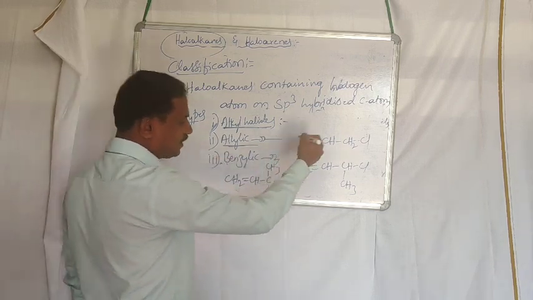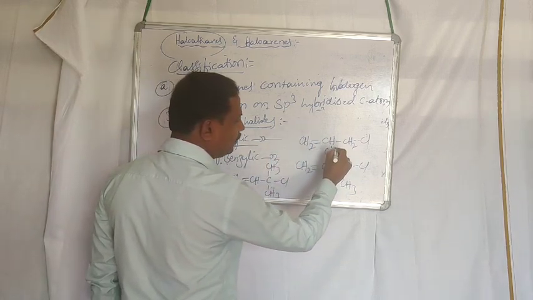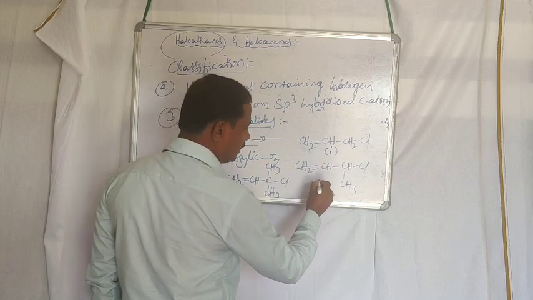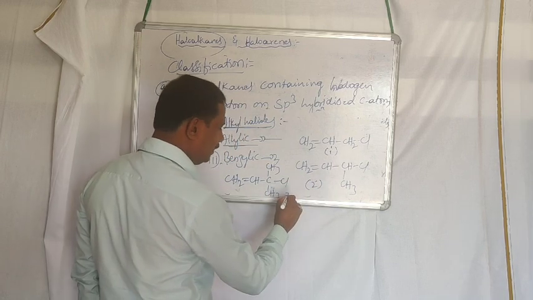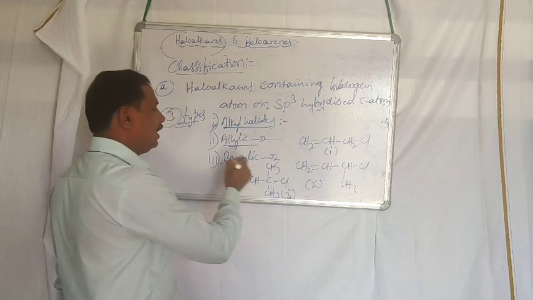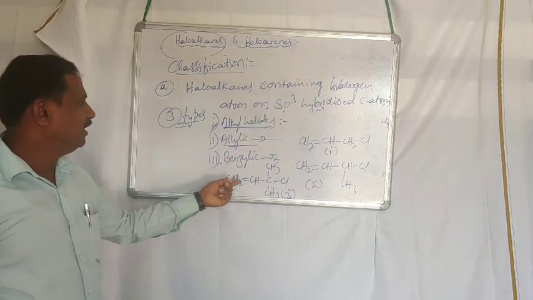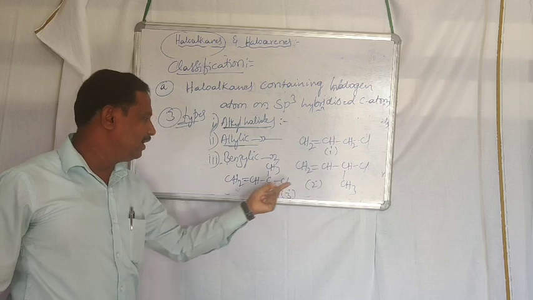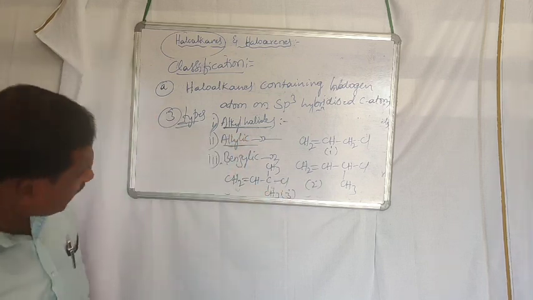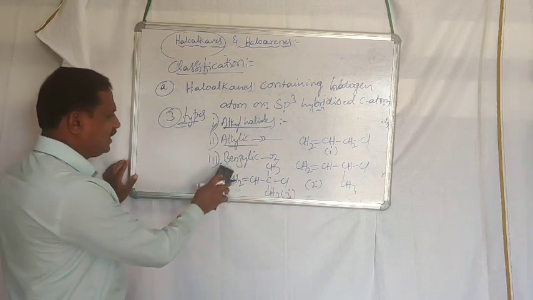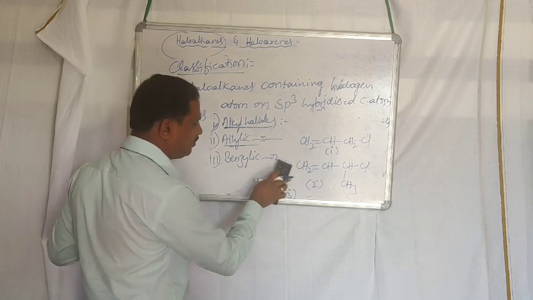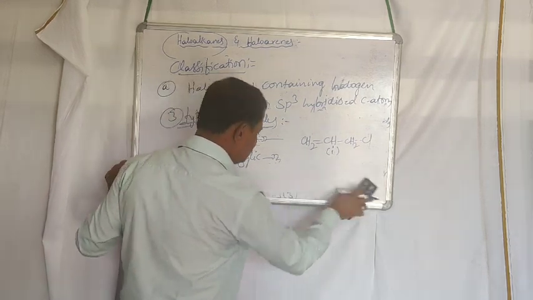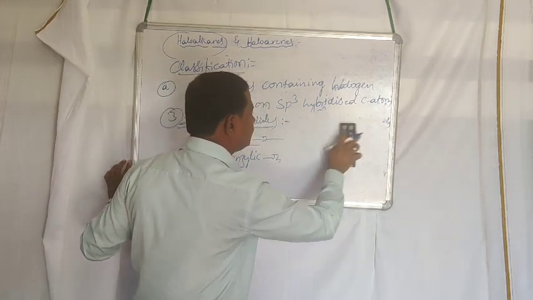These allylic halides are further classified into 1 degree, that is primary, 2 degree, that is secondary, and 3 degree, that is tertiary allylic halides. These are the examples of primary, secondary, tertiary allylic halides. Next, we will discuss another one, benzylic halides. It's very simple.